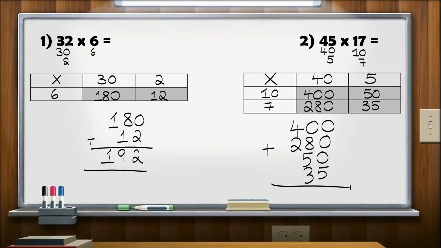So 0 plus 0 plus 0 plus 5 is 5. 8 plus 5 is 13. Plus the 3 is 16. I'll put the 6 there and carry the 1 over. 4 plus 2 is 6. Plus the 1 is 7. So my overall answer to 45 times 17 is 765.